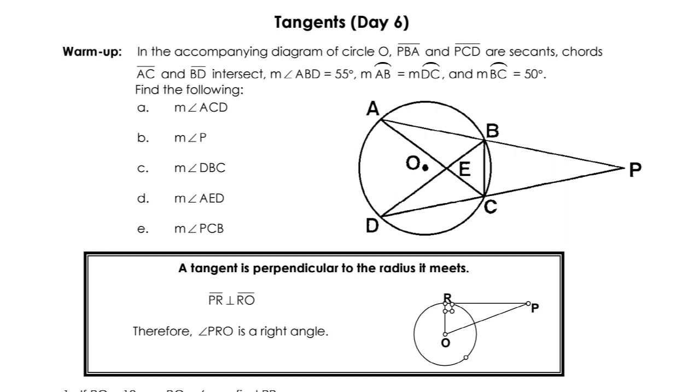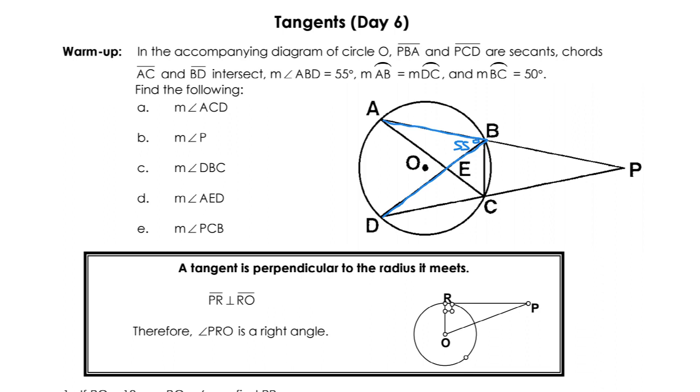Okay. In the warm-up, it says in the accompanying diagram, a circle O, PBA and PCD are secants. Chords AC and BD intersect. And the measure of angle ABD, so A to B to D, this angle here, is 55 degrees.